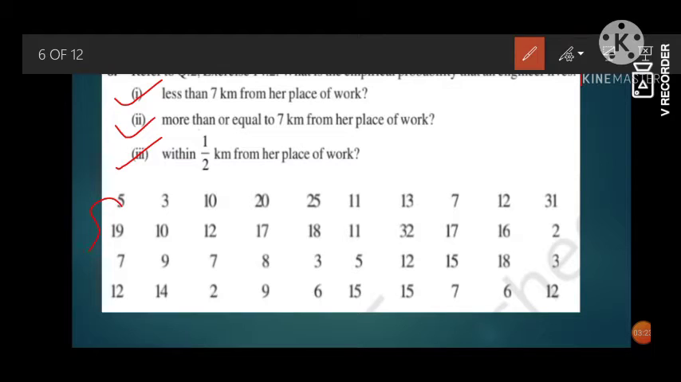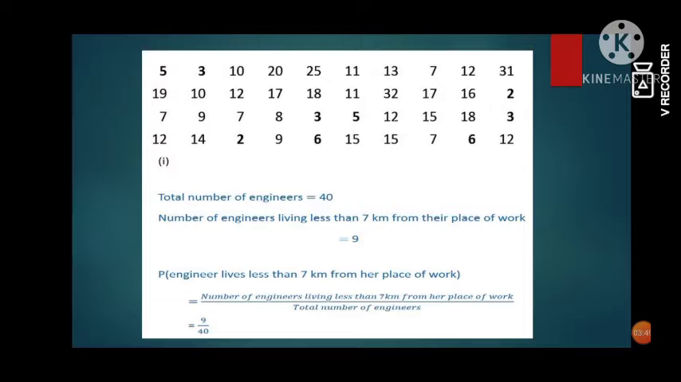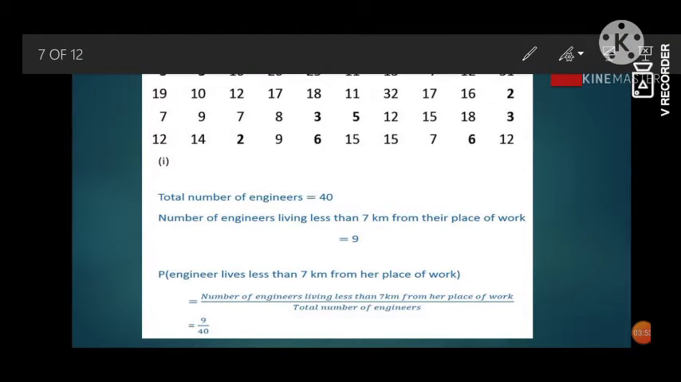So this is the data of the distance from the workplace to the home. The 5, 3, 10, 20, these all are kilometers of individual engineers. So first we have to find less than 7 km from her workplace. So this was the data given. You can see all the bold numbers.